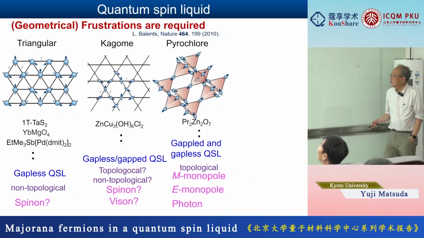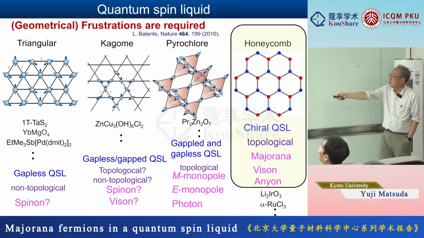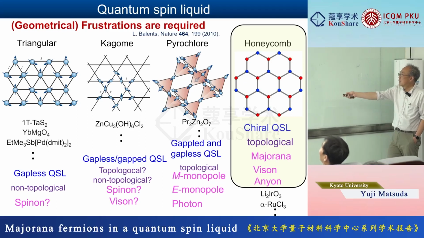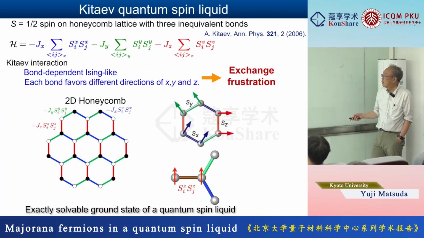Okay, so today I will discuss the system of the honeycomb lattice. The honeycomb lattice does not have geometrical frustration, but this honeycomb lattice can have different types of fluctuations. So today I discuss the Kitaev quantum spin liquid.